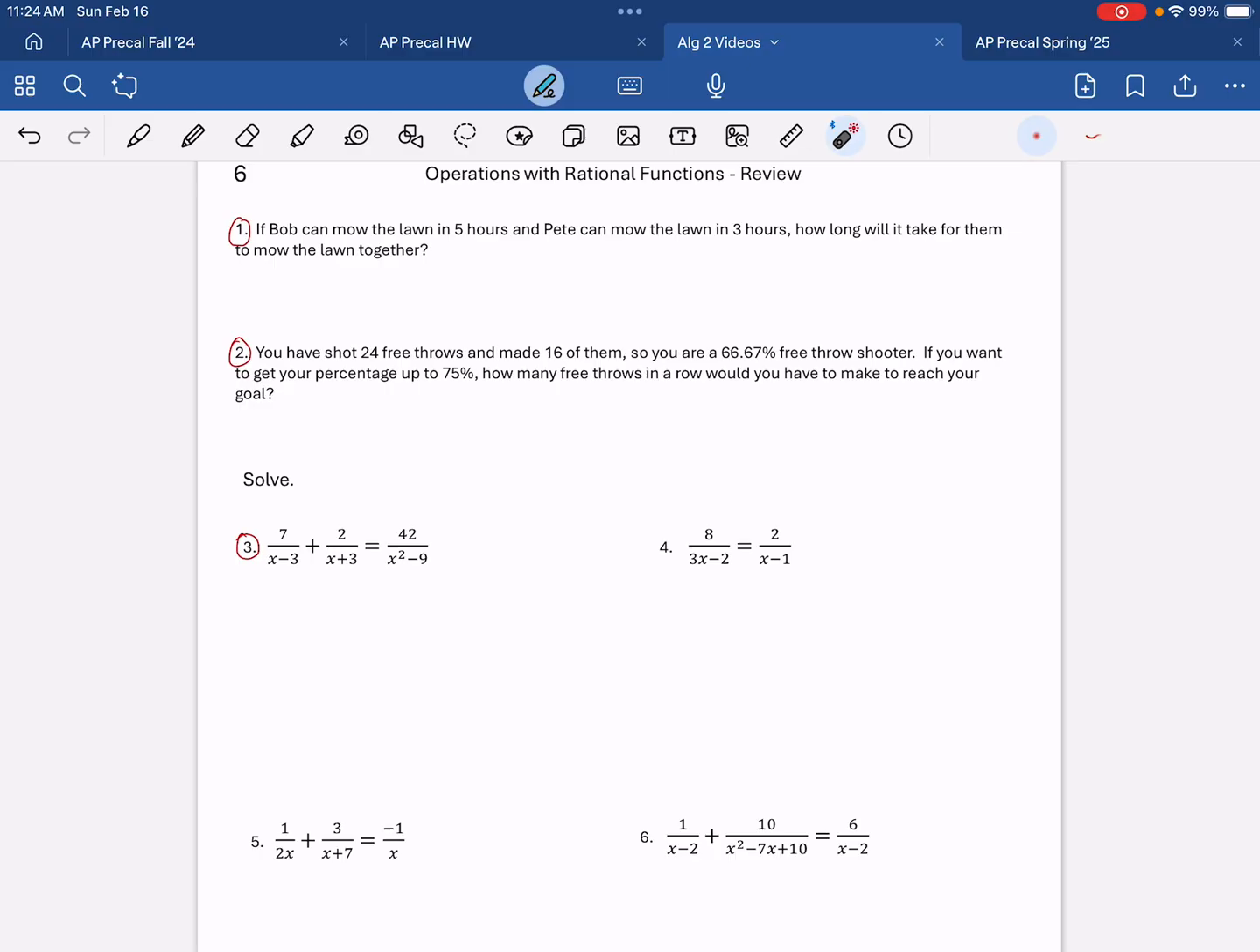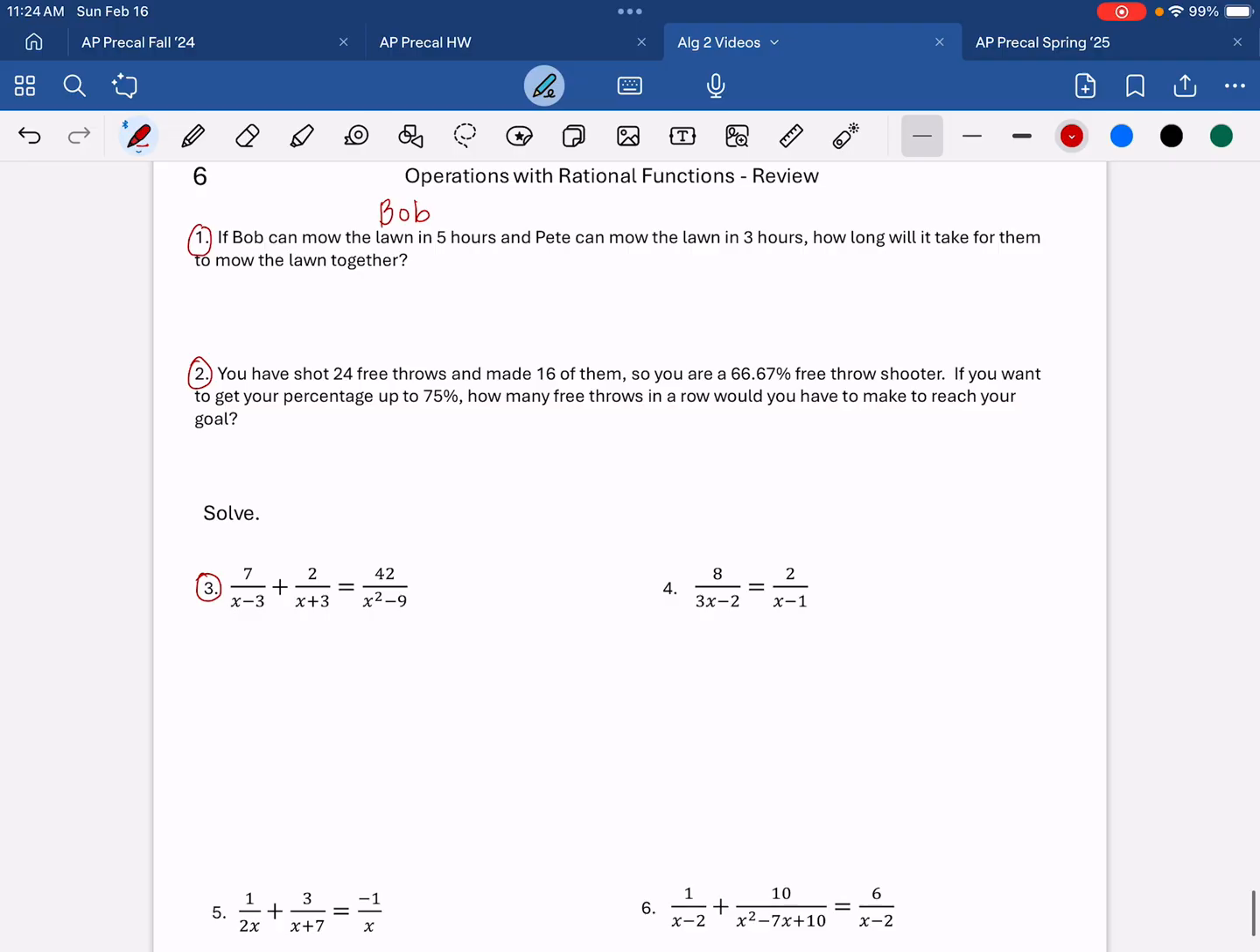So let's just start with the word problems. Everybody's favorite. Let's get them out of the way. Number 1 says, if Bob can mow the lawn in 5 hours and Pete can mow the lawn in 3 hours, how long will it take for them to mow the lawn together? I promise you will see a word problem like this. So remember we said we're setting up our word problem. All these have fractions. That's kind of the point of the whole unit. So Bob plus Pete equals together.